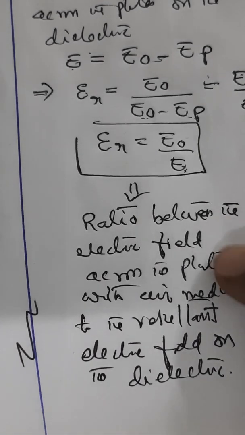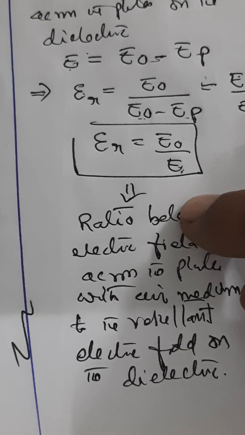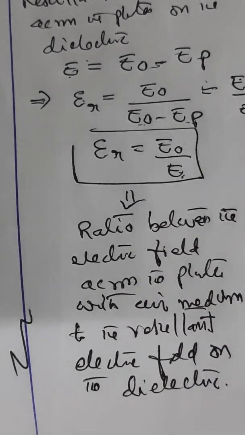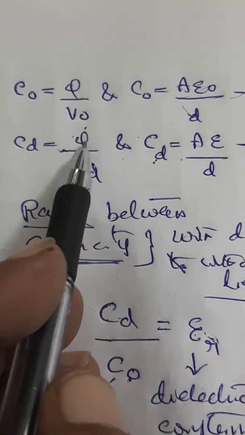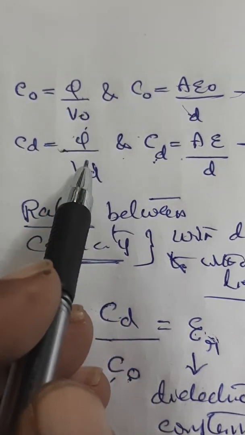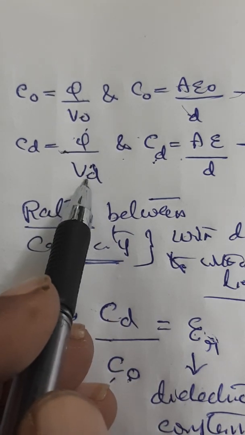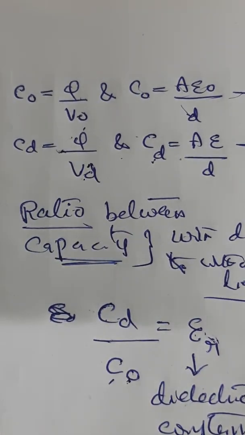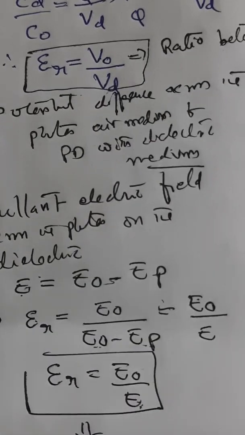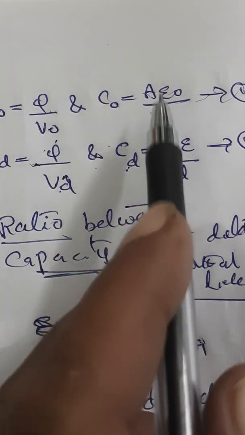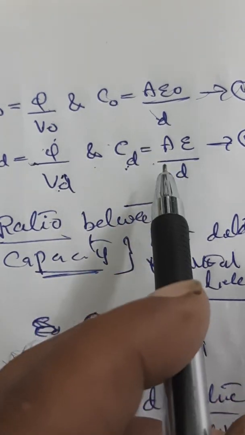This is yet another definition of dielectric constant. Now, if you see the first two equations, comparing these two, we got the ratio of V naught by Vd. From there, we showed the relation between the ratio of electric fields. Now, if you substitute these two expressions, you will arrive at yet another definition.